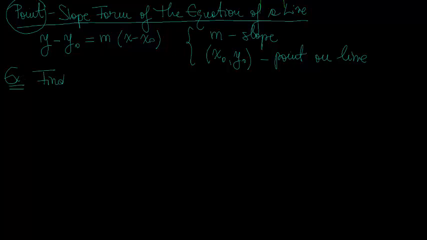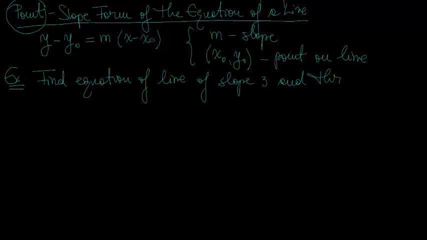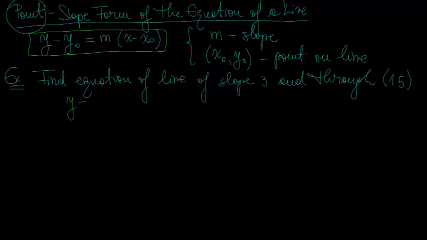Find the equation of the line of slope, let's say 3, and going through the point of coordinates (1, 5). So we write the general form of the equation of the line. As I said before, we always want to tell the reader what formula we're using. So y minus y0 is m times (x minus x0), and now we have to determine 3 items.